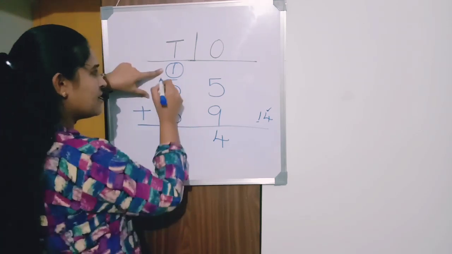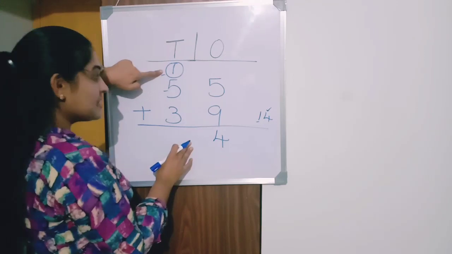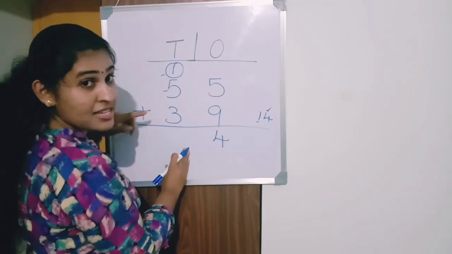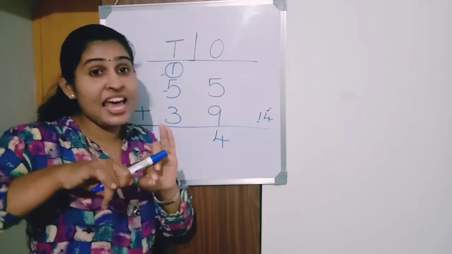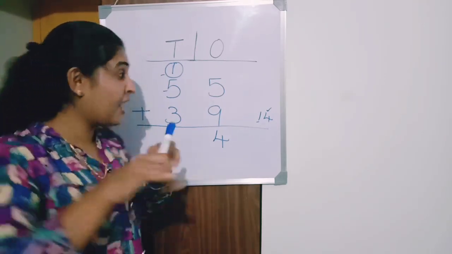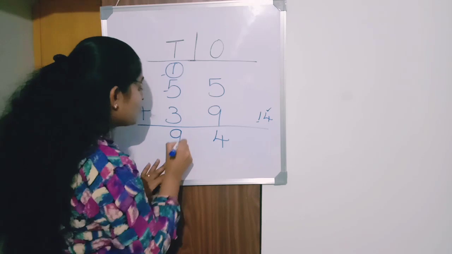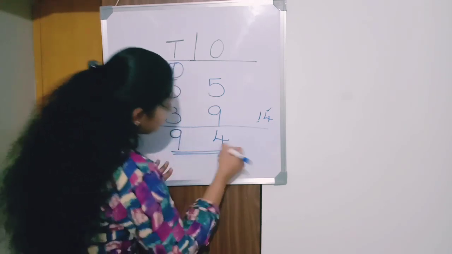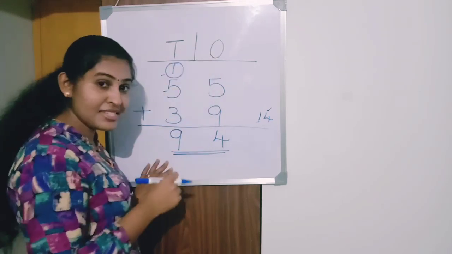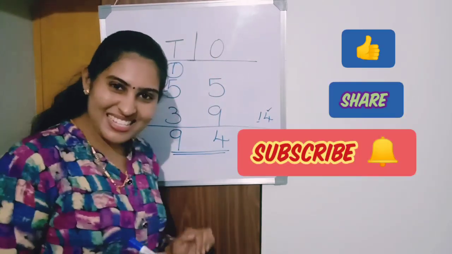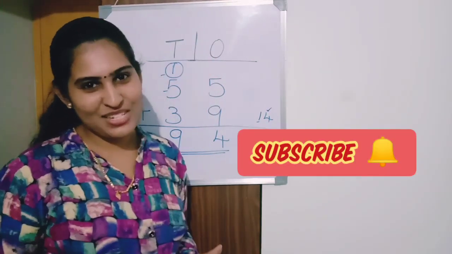5 plus 1, 6. 6 plus 3. 6 in your mind and 3 on your fingers. After 6, 7, 8, 9. So the number is 9 tens and 4 ones. That is 94. Is that clear? Very easy to do, isn't it?